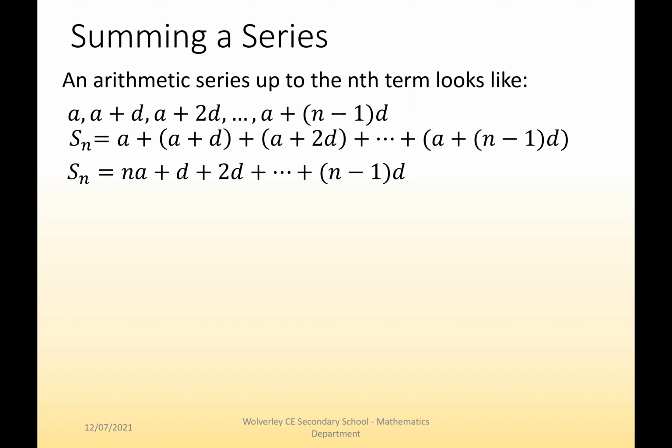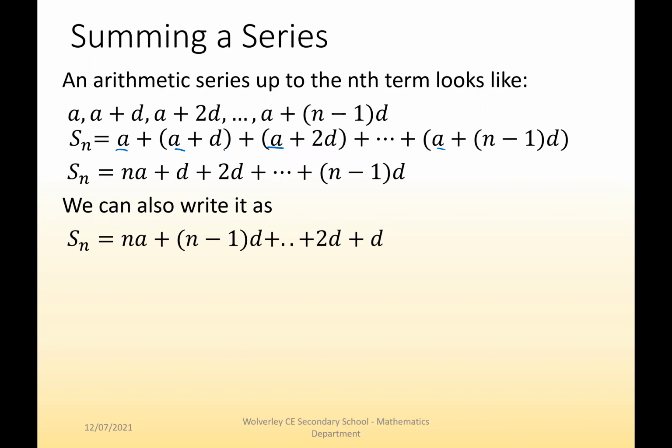So tidying those up, we're going to have n a's there. In each of these, there is an a added on, so we have n of those. Then we've got 1d plus 2d plus 3d, all the way up to n minus 1 lots of d. We can also write this as na plus n minus 1d plus n minus 2d, all the way down to 2d plus d. We've just rearranged this section to put it the other way around.